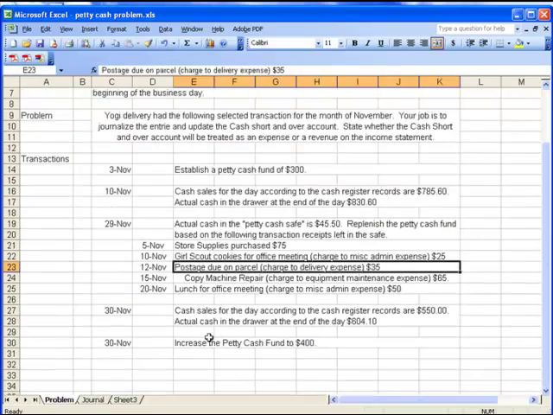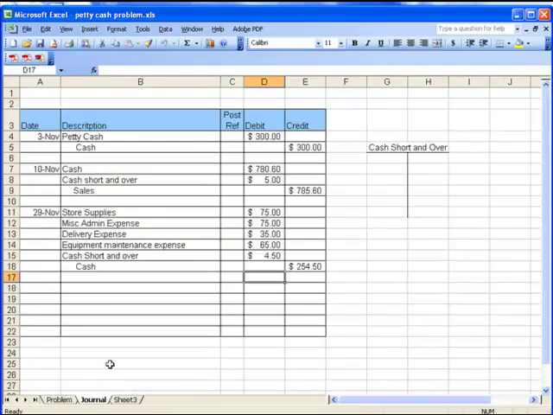The next transaction we have is on November 30th, and again we have a cash register sale transaction here. It says cash sales according to the cash register records are $550. The actual cash in the drawer at the end of the day is $604.50. We have to again subtract the cash fund from the actual cash in the drawer. The cash fund is $50. $604.50 minus $50 is $554.50.